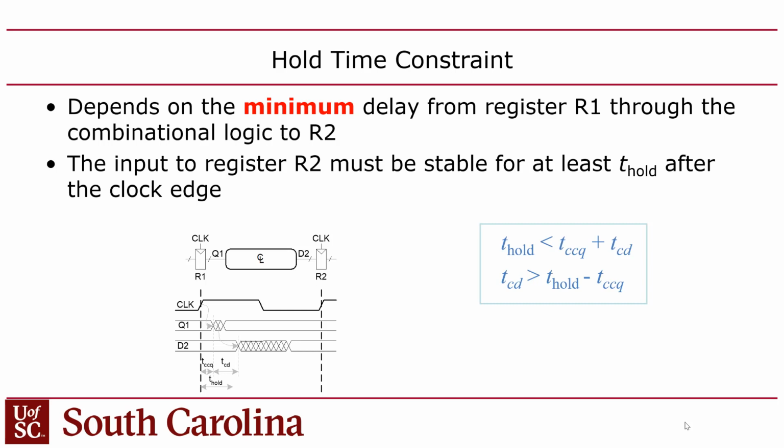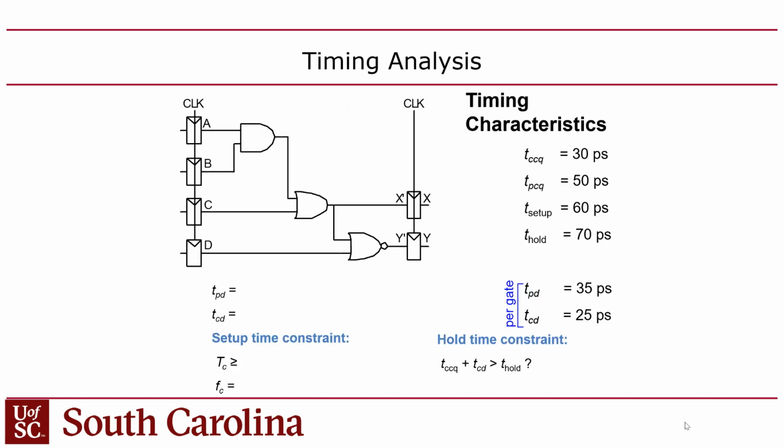Why does it have to be less? It has to be less because I don't want to change that input too soon, right? And again, you can restructure this inequality and put the contamination delay on one side. So the contamination delay must be greater than, meaning that I possibly have to slow down my circuit by adding stuff, the hold time minus the contamination delay of the flip-flop. Okay? All right, so here's an example.